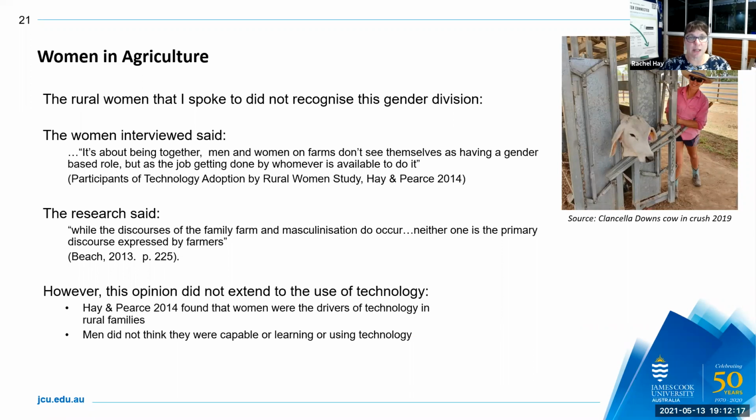So rural women that I spoke to during this study don't recognise a gender division in agricultural farming, which I find quite interesting. After many conversations, it really became clear that rural women and men felt that there was very little gender divide, especially in the Australian beef industry, and that women saw themselves as being on a level playing field with men. So one of the quotes from the research said, it's about being together. Men and women on farms don't see themselves as having gender-based roles, but as the job getting done by whomever is available when they are available to do it.